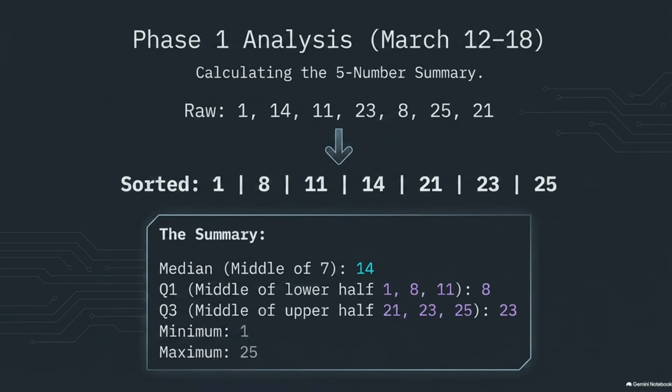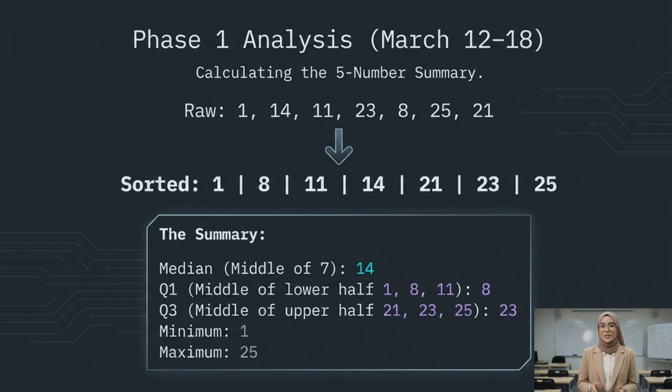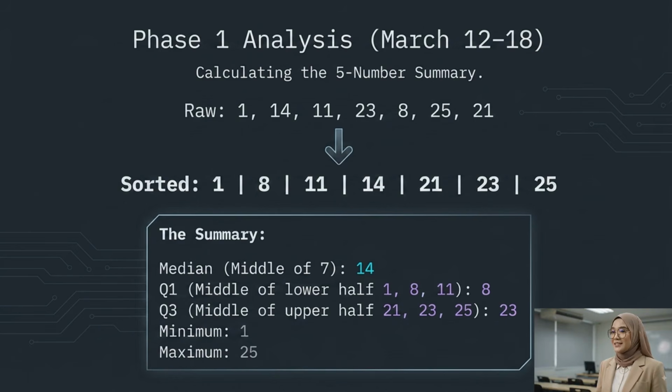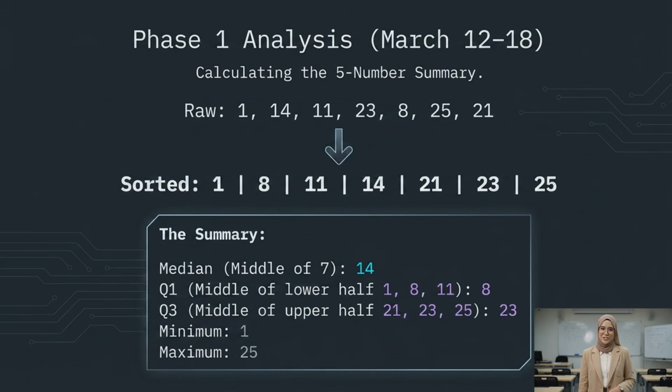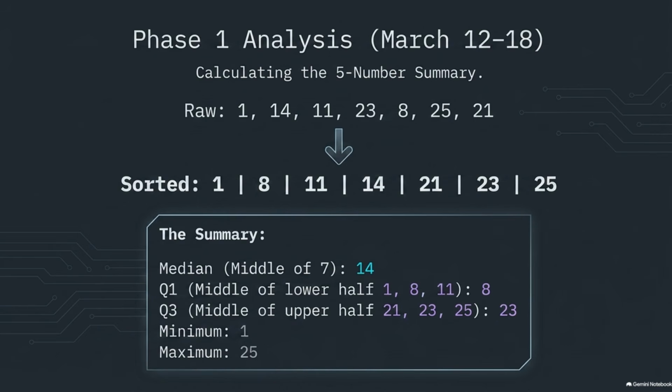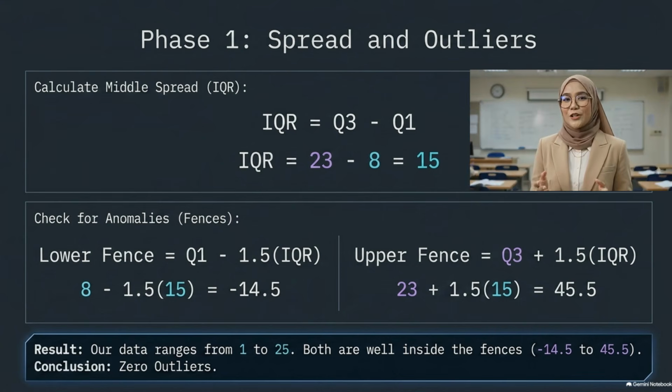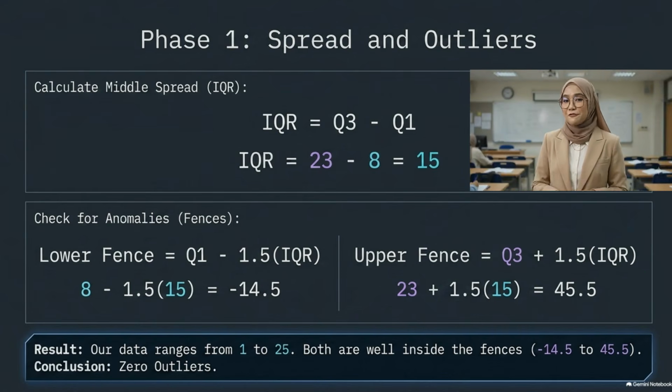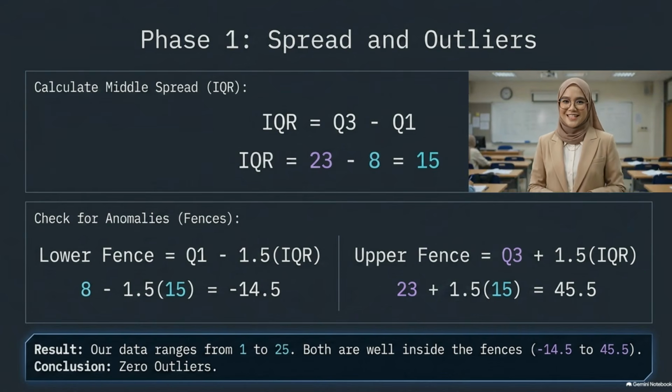For phase 1 of our analysis, from 12 until 18 of March, we start by sorting the raw data to easily identify the median, quartiles, and range. As you can see here, the raw data are 1, 14, 11, 23, 8, 25, 21, and the summary is as shown in the box below. Calculating the spread shows an IQR of 15. Checking our fences confirms that there are no outliers in this dataset.